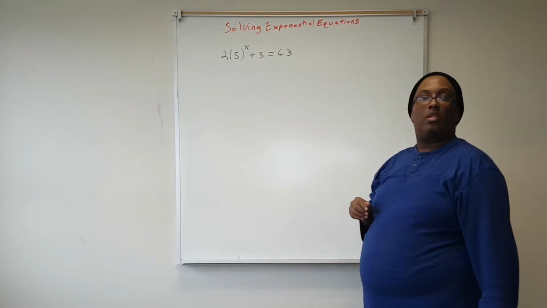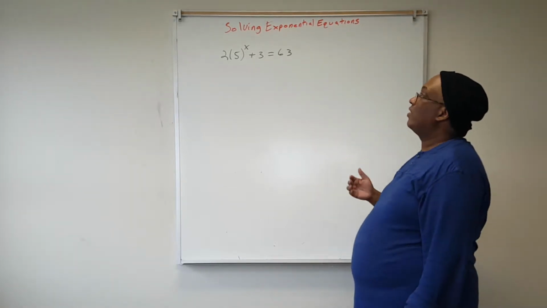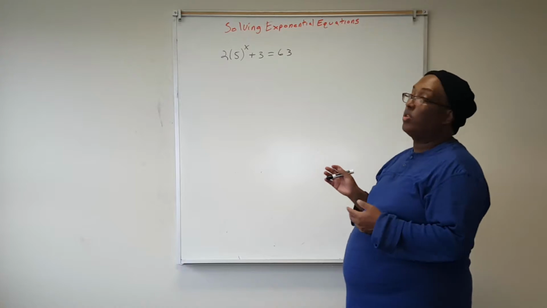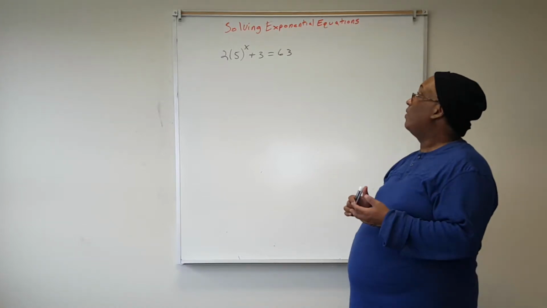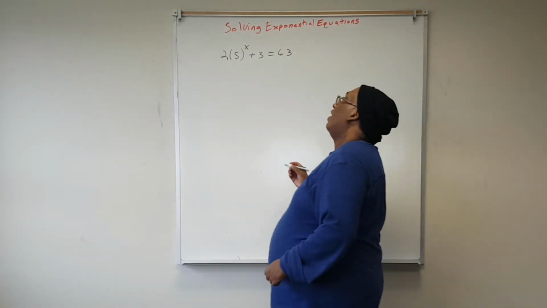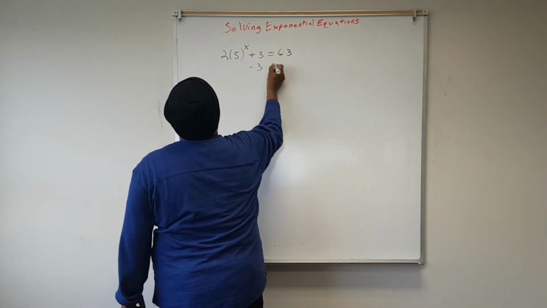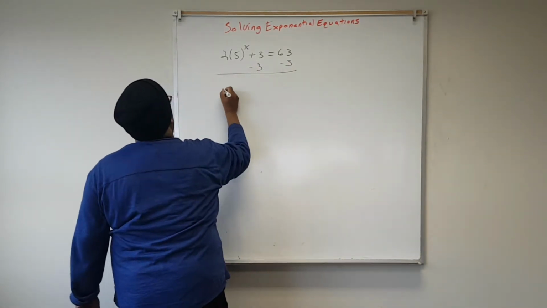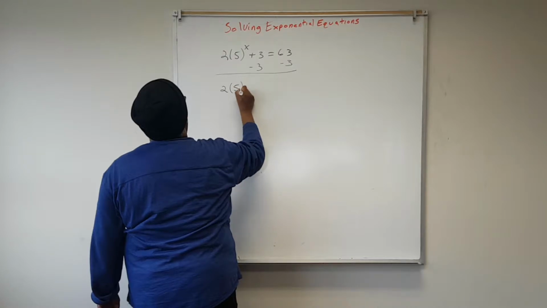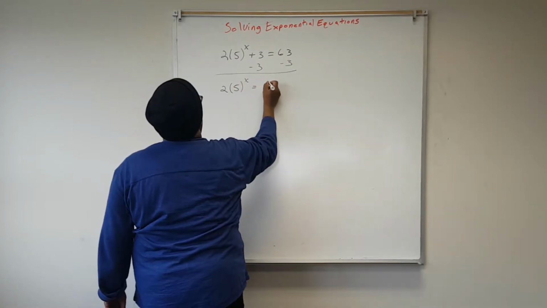Here's an exponential equation. Let's try to solve it. Again, first thing we're going to do is isolate the variable. So we're going to move the constant term, and that means minus the 3. So 2 times 5 to the x equals 60.